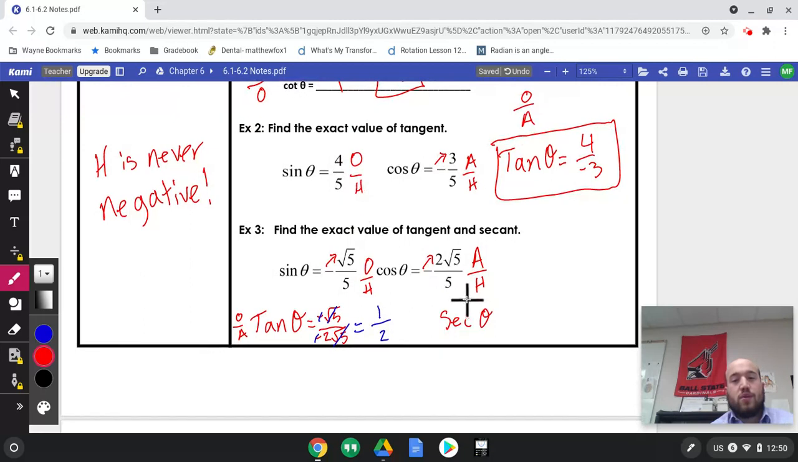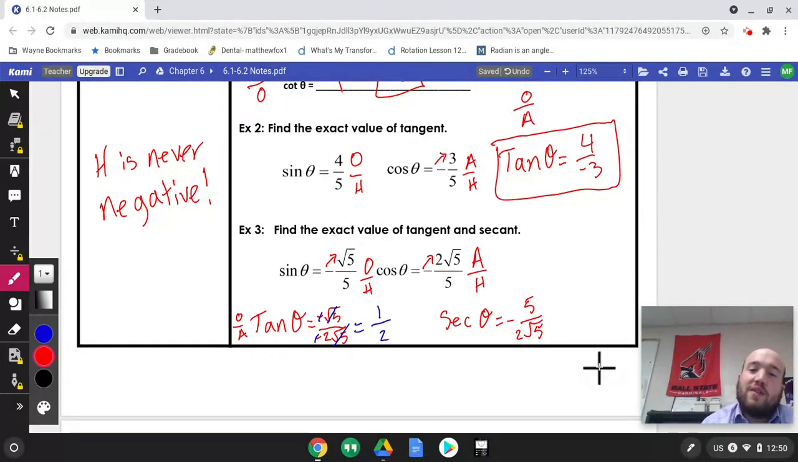So if it's the reciprocal of cosine, you can just flip this, okay? So we'll get negative with the 5 out front, 2 square root of 5. Now from here, we cannot be done. We have to rationalize that denominator. So square root of 5 is on the bottom. We can still multiply that by square root of 5 over square root of 5.